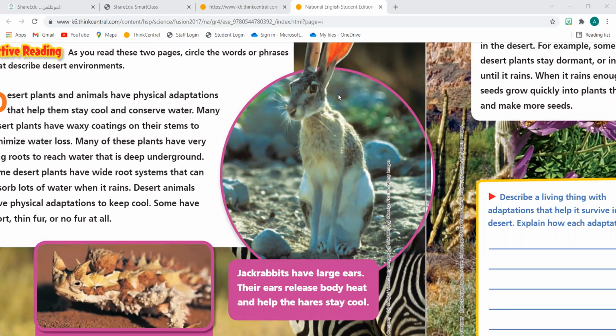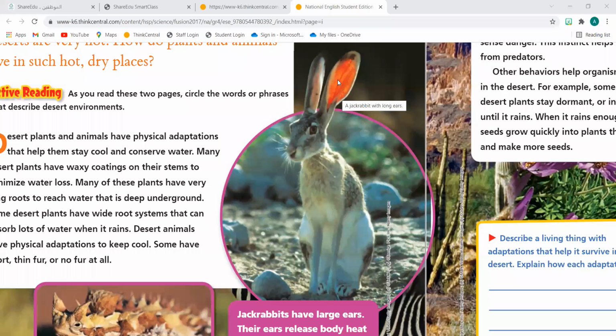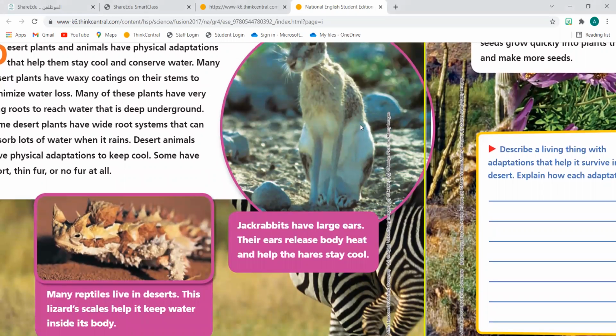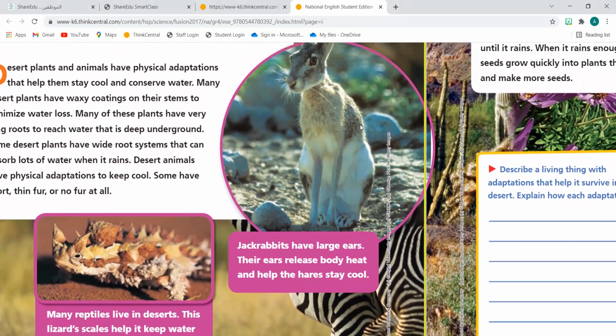Also, they have a physical adaptation. Look at the ears, the body part. The ears are so big. Do you know why? Because they can hear easily. Okay, this is not really true. They can hear very well, but they have very large ears to release body heat and help the hare stay cool. See?